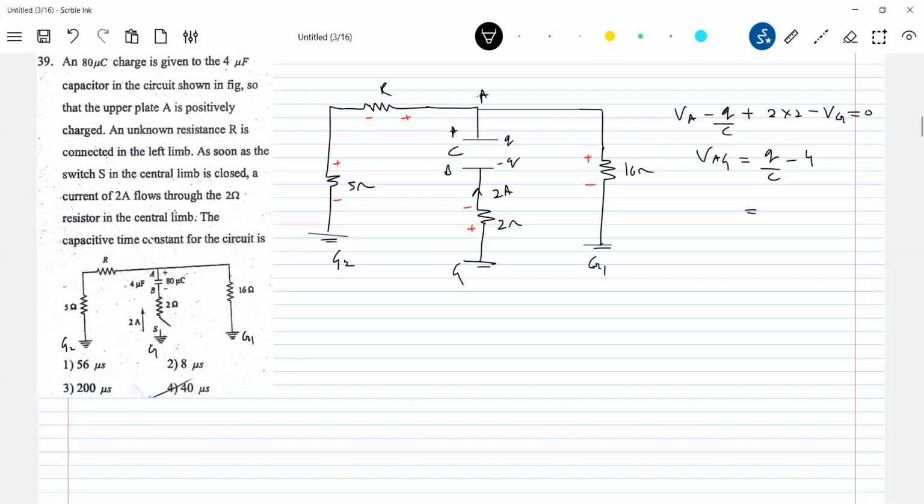Q is how much? 80 microcoulomb. Capacitance 4. That micro will get cancelled out. 16 volt. So that VAG should be equal to VAG1. They're parallel. So therefore we know VAG1. So can we get an expression for this current, say I1?